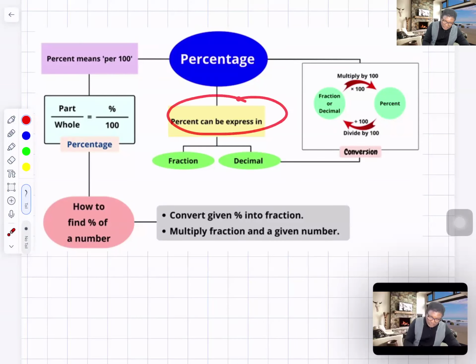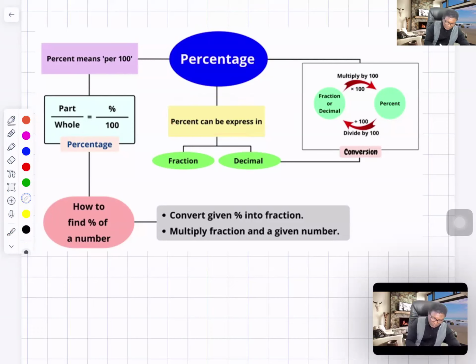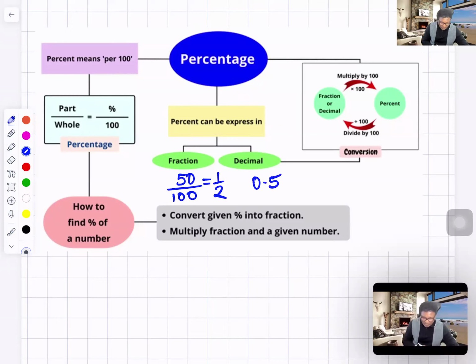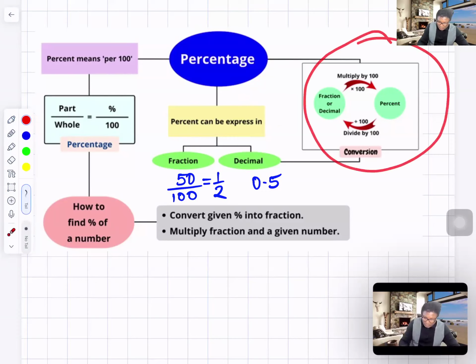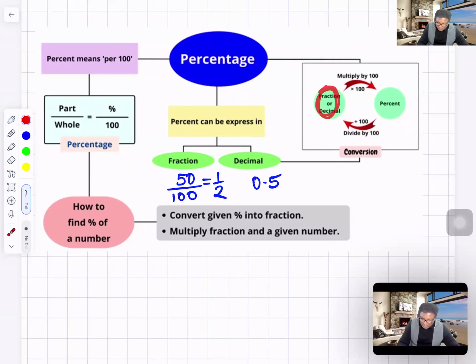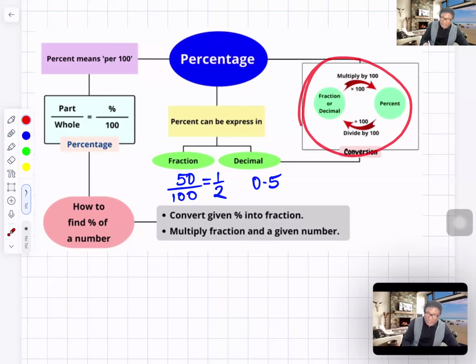So you can express percent as a fraction and as a decimal. So you can have it as 50, for example. 50 over 100 is a fraction, which simplifies to a half, and as a decimal is 0.5. So if you look on the top right conversion, to go from fraction to percent, you times 100. And to go from percent to fraction or decimal, you divide by 100. So you learn that thing in that box there.